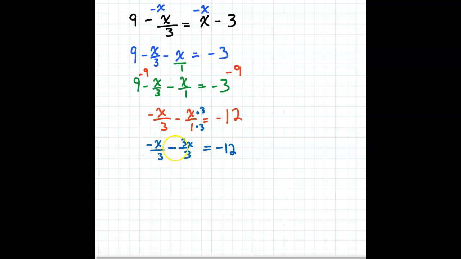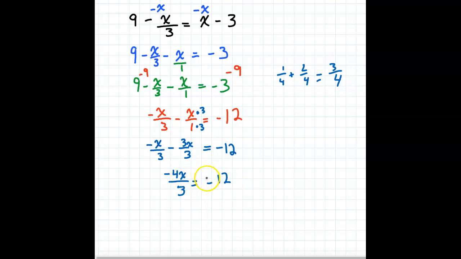Okay, so I have negative x minus 3x. When we subtract with fractions, if I had like a quarter plus 2 quarters, we don't add the denominators, so a quarter plus a half is 3 quarters. Same with when I'm subtracting, so I have minus x and I have minus 3x, that's minus 4x over 3 is equal to -12. Okay?